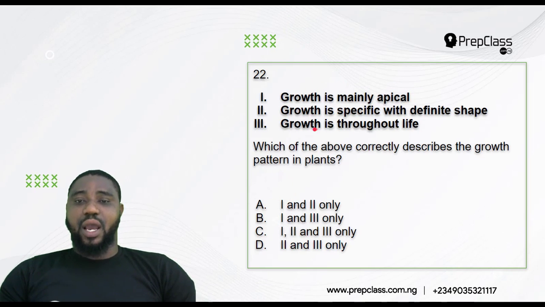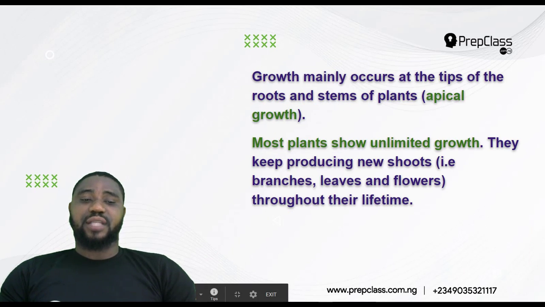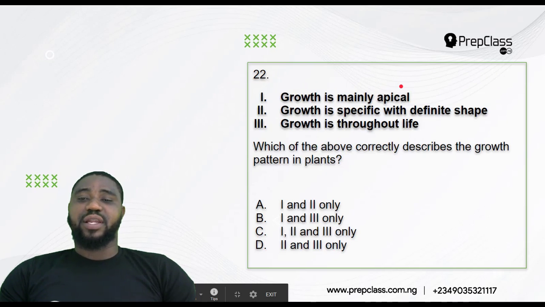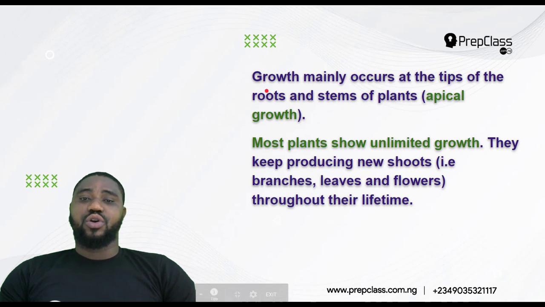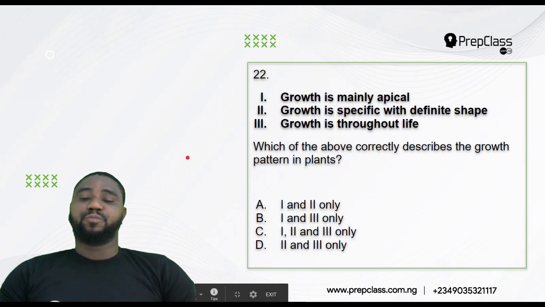Growth is mainly apical. Growth is specific with definite shape. Growth is throughout life. So which of these three describe the growth in plants? Starting from the first one, growth is mainly apical. Yes, that's true. Growth mainly occurs at the tips of the roots and stems of plants. So because of that, growth is apical.